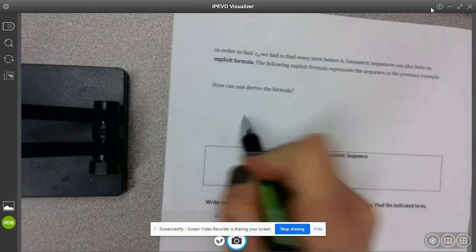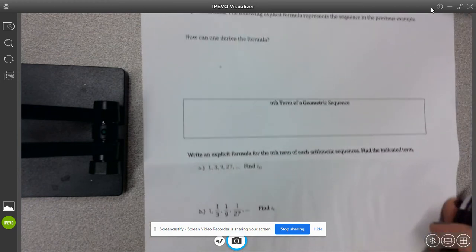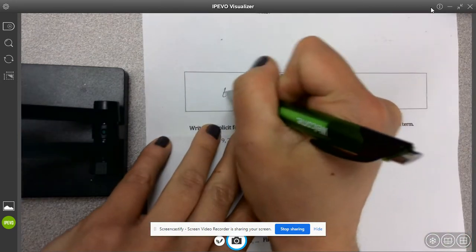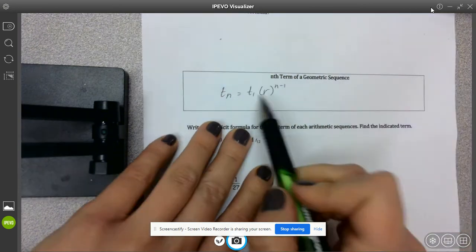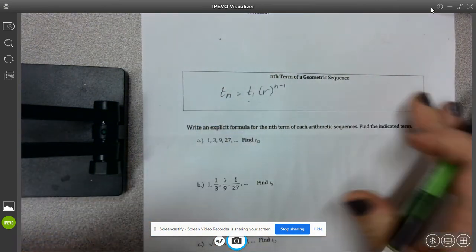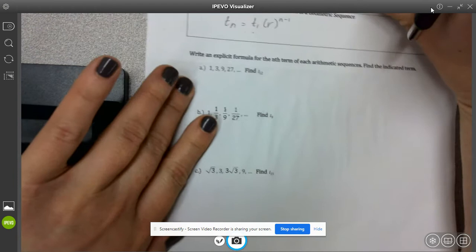So it said, how do we derive the formula? Well, we just did it. We already did it. So whatever term you're finding, it's your first term times r to the n minus 1. You're writing in what t sub 1 is. You don't have to start from the second term. So we're going to do the same thing again, but with geometric.